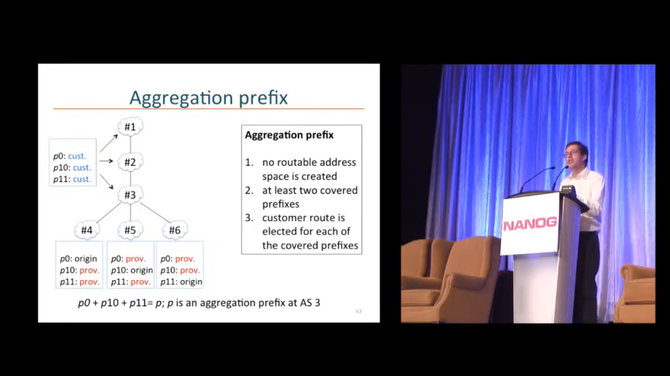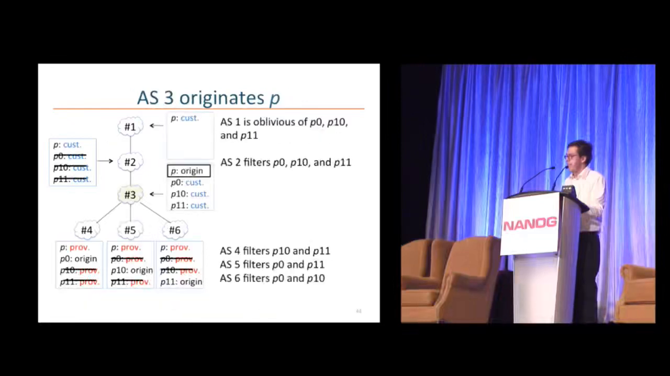Okay? In order to generate an aggregation prefix, you cannot create new address space. You have to have at least 2 covered prefixes, and you have to elect a customer route for each of the covered prefixes. So AS3 is under these conditions. AS3 can create an aggregation prefix. Suppose it does create the aggregation prefix P. Then it announces the aggregation prefix to all its neighbors.